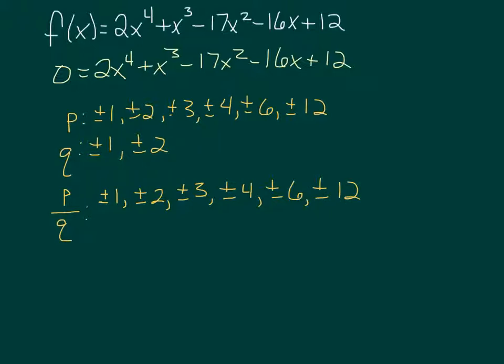And now I'm going to use 2 as our denominator and get plus or minus 1/2. 2 over 2 is 1, so I'm not going to repeat the plus or minus 1, but then plus or minus 3/2. 4 over 2 is 2, so we already had the plus or minus 2, so I'm not going to rewrite that one either. 6 over 2 is 3, we already have that one, so I'm not going to rewrite that one either. And then 12 over 2 is 6, and so here's all our possible ones that we would have.